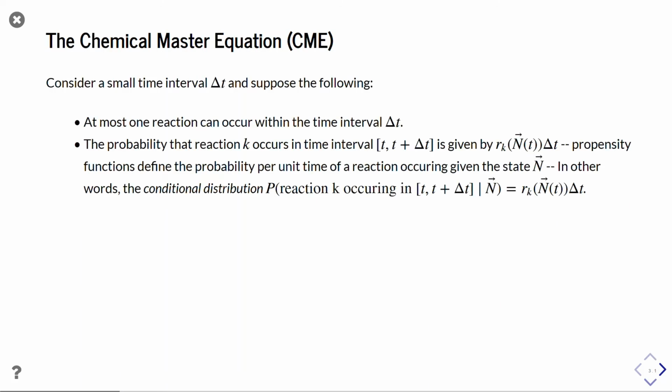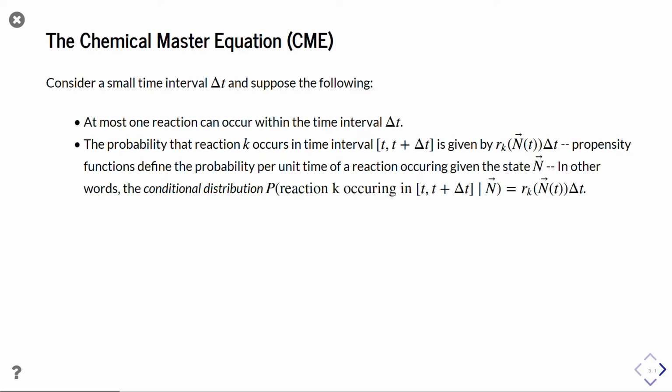Consider a small time interval, delta t, and suppose the following. At most, one reaction can occur within the time interval delta t. This follows by allowing delta t to be sufficiently small. And further suppose that the probability that reaction K occurs in time interval t to t plus delta t for some time t is given by the propensity function times the length of the interval, which is delta t. In other words, propensity functions define the probability per unit time of a reaction occurring given the state vector n.